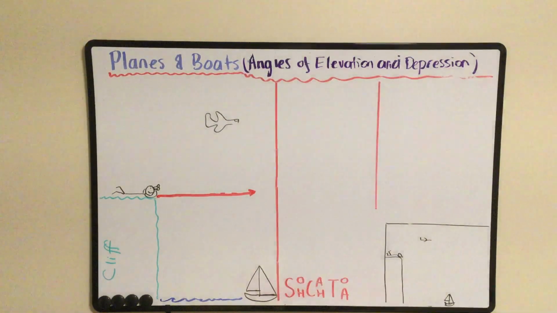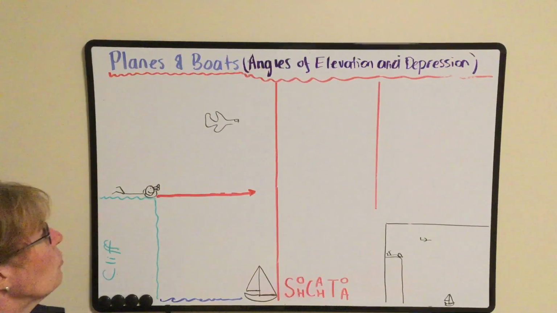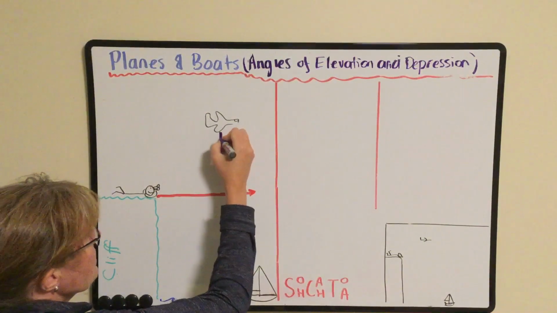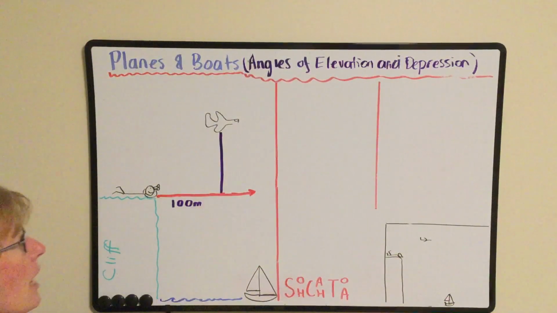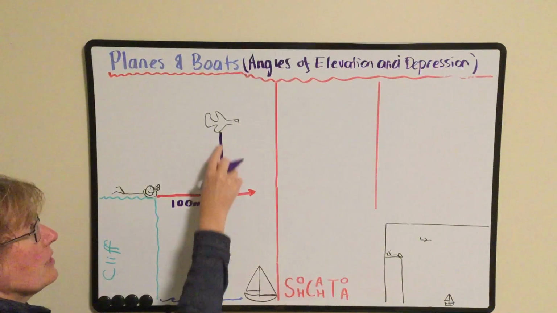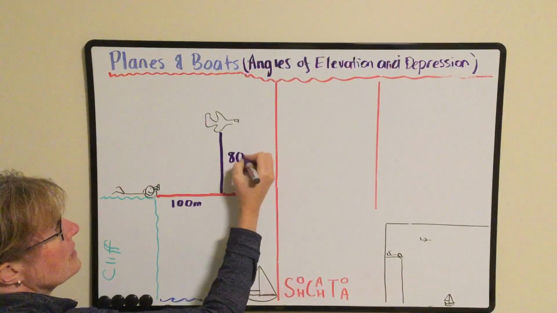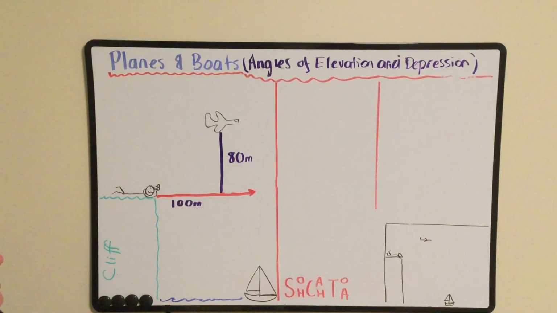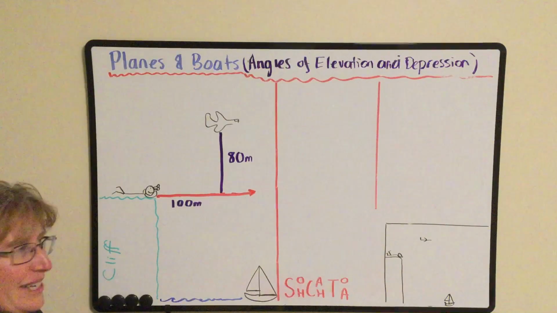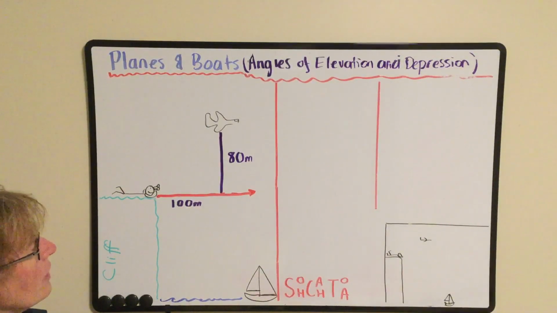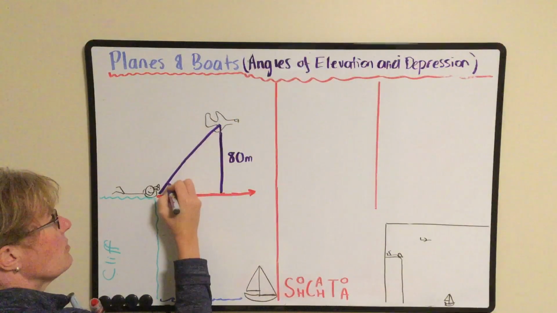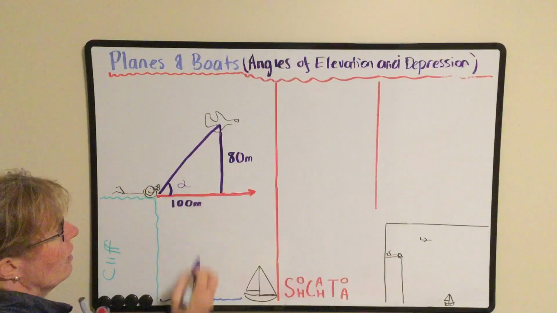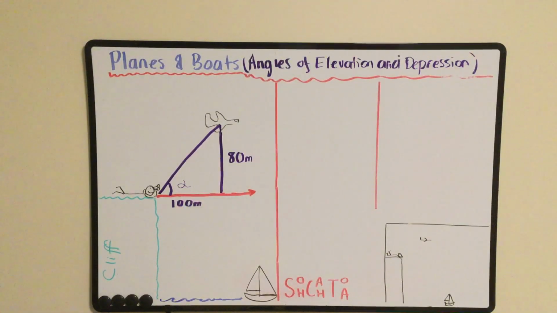Now what this person happens to know, let's just look at the plane first of all. They happen to know that the distance out to the plane is 100 metres. And they happen to know that from that point out there straight up to the plane, the distance is 80 metres. So this is not very realistic because, well, how would that person know that? But just stay with me. Okay, what we're really interested in finding is the angle up to the plane. And I'm going to call that alpha today. Remember, we use our Greek letters for our angles. So we're going to find that angle first.